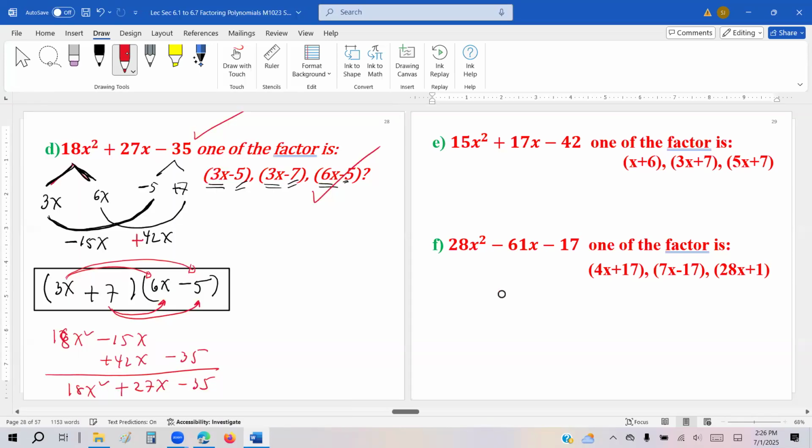Okay, the next one. We have 1, 3, and 5. Definitely, we have 3 and 5, both of them, so they win. 15 is 3x and 5x. How about 42? 6 and 7. So we have 6 and 7. Now, this is 30, this is 21. Do you get 17? No. So this is wrong. So we have 35x and we have 18x.